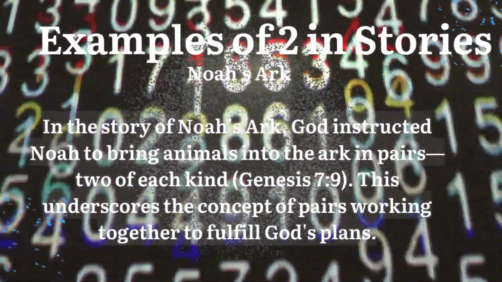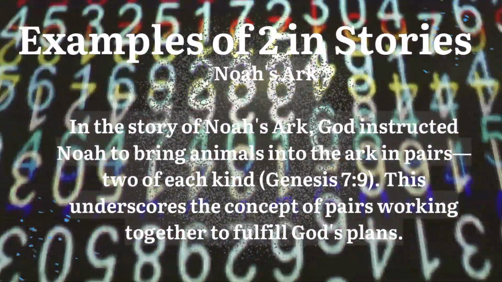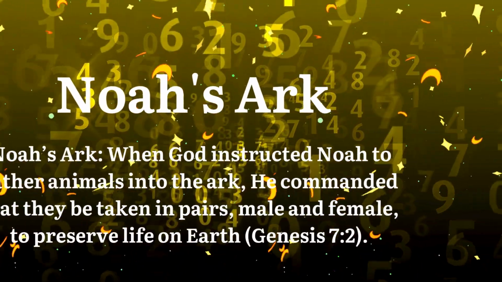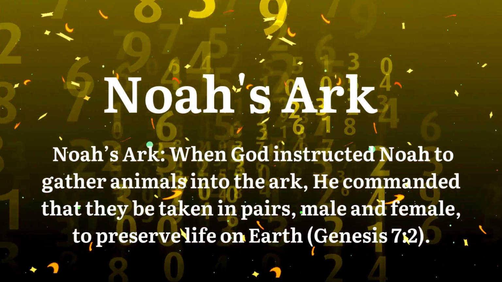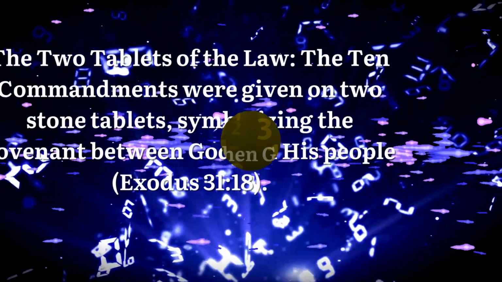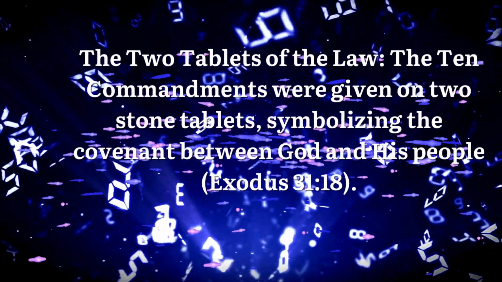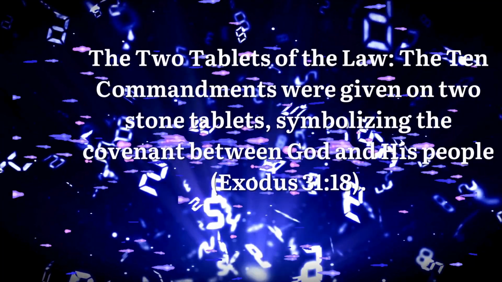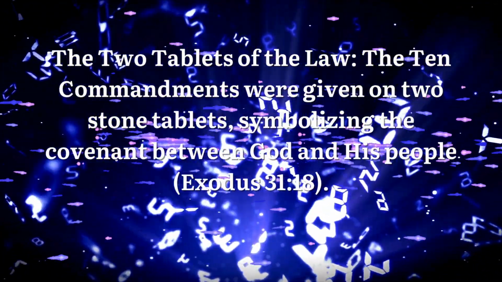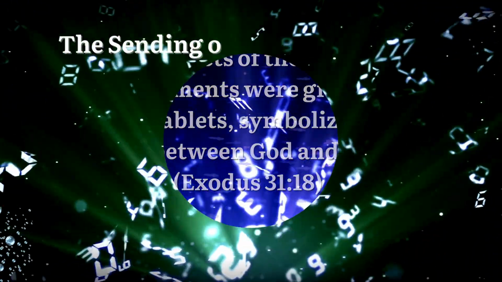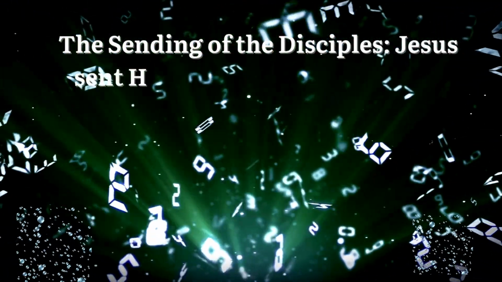2. Noah's Ark. When God instructed Noah to gather animals into the ark, he commanded that they be taken in pairs, male and female, to preserve life on earth. Genesis 7 verse 2. 3. The 2 tablets of the law. The 10 Commandments were given on 2 stone tablets, symbolizing the covenant between God and his people. Exodus 31 verse 18.